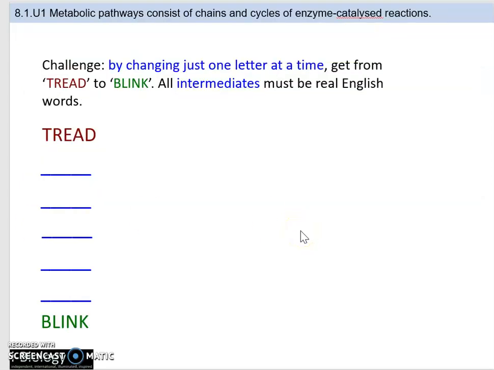What I'd like you to do in a moment is pause the video, and this task here asks you to think about, with one letter change at a time, to have a series of intermediates that get you from tread all the way to blink, but changing just one letter at a time and showing these intermediate forms. And this is meant to really be analogous to the idea of enzyme pathways, because enzyme pathways are very small steps with numerous intermediate forms. So pause the video there, have a go, see how quick you can be.